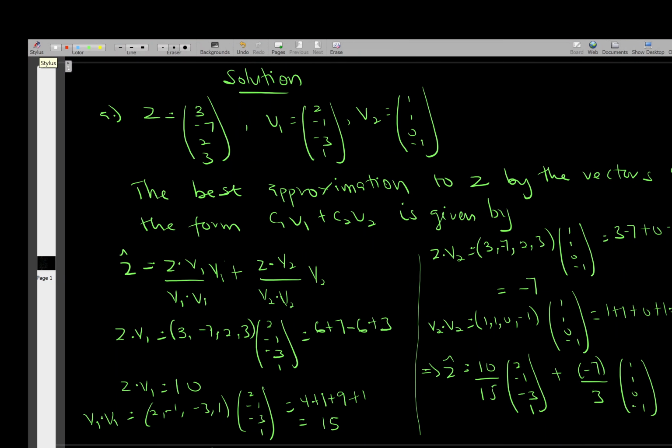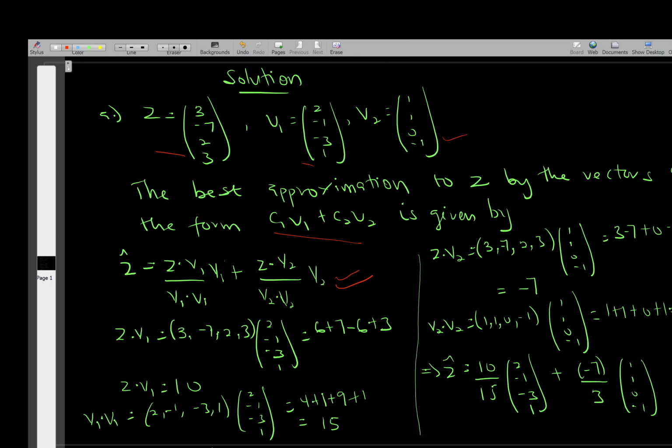Alright, let's consider the first question. We have to find the best approximation. So we have our z to be this, we have our v1 and our v2. Then the best approximation to z by the vectors in the form c1 v1 plus c2 v2 is the same as the orthogonal projection of z onto v. So we have z hat given by z dot v1 over v1 dot v1 times v1 plus z dot v2 over v2 dot v2 times v2.